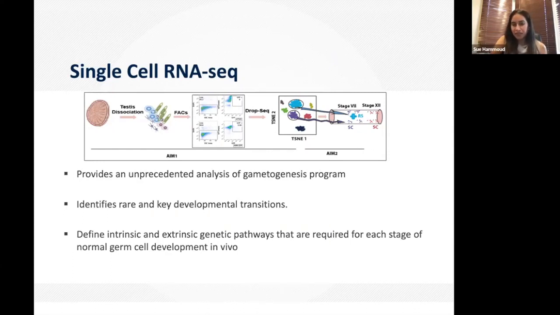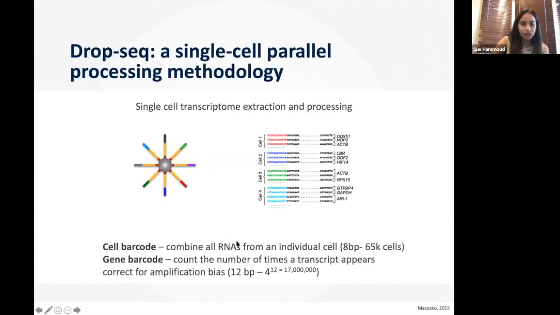In mice, of course, we could bypass some of these problems by using transgenic lines to enrich for these different cell types. And so to embark on this, we decided to take an unbiased approach, which is single-cell RNA-seq, on all three different species. We take testes, dissociate them, sort out live cells, and then do Drop-seq analysis. This approach allows us to analyze the gametogenesis program in an unprecedented way, to identify rare and key developmental transitions, and to not rely on a priori knowledge in order to assemble the differentiation program. And we could also begin to learn intrinsic and extrinsic pathways of the germ cell differentiation program.